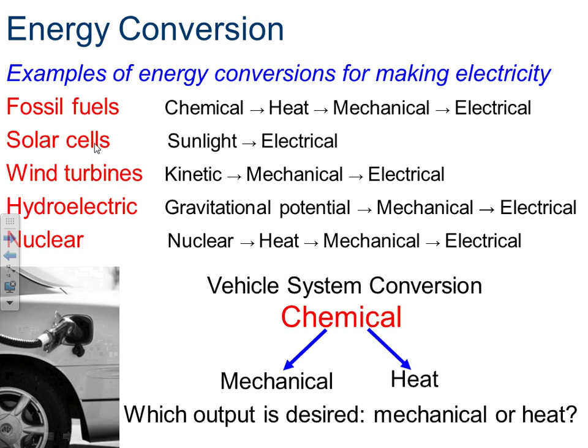Solar cells, a lot simpler. We just take sunlight. The energy from that sunlight can be converted into electrical. Wind turbines are taking the kinetic energy of the wind moving into mechanical energy of spinning a turbine into an electrical energy. Hydroelectric, there's some sort of gravitational potential energy. Usually the water is higher on one side. That spins a turbine. That's mechanical energy, which is converted into electrical. Nuclear, we're taking that nuclear potential energy as that atom breaks down, produces heat, spins a turbine, that's mechanical, which we convert into electrical.